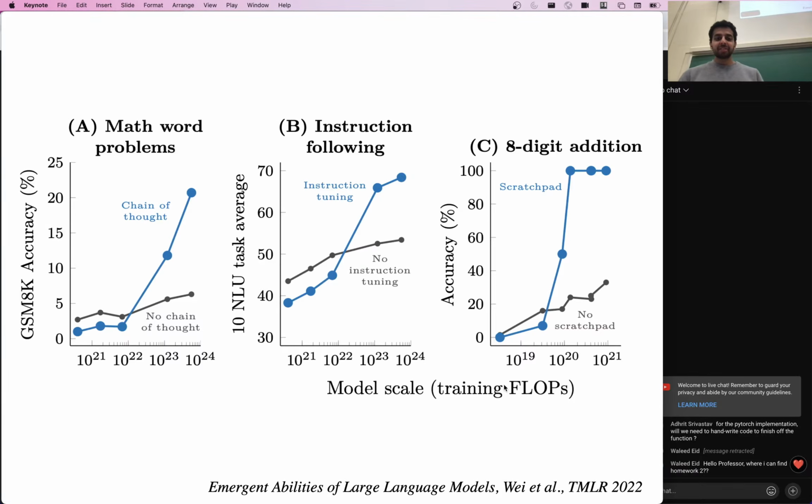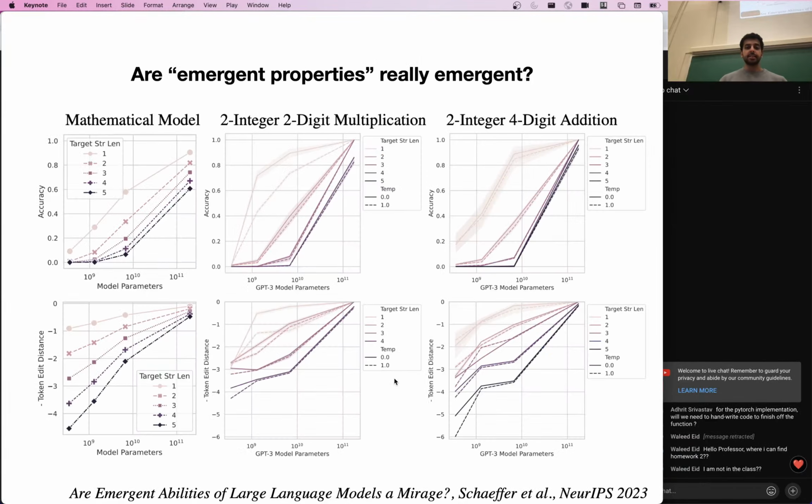All right. So clearly, scaling is useful empirically, right? We see all these benefits from scaling up the model size and data set size.